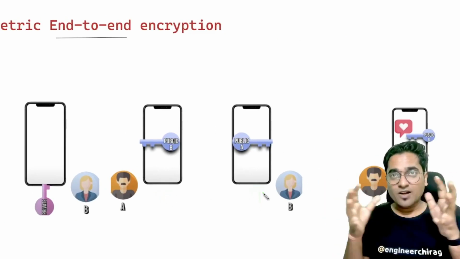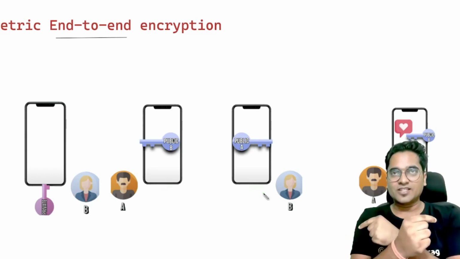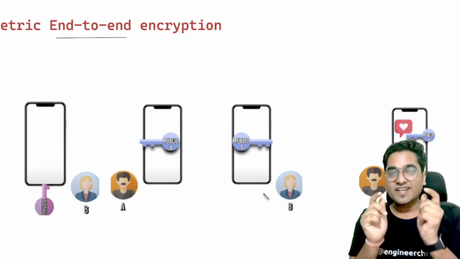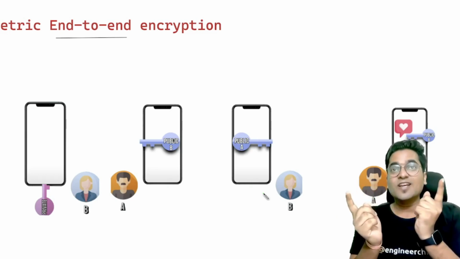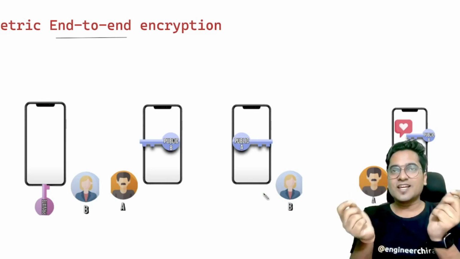Now, if you want to have communication between each other, you have to do one small thing: share your public key with each other. Important: you won't be sharing your private key, you have to share your public key with each other, so that you can encrypt and decrypt the messages shared in between.